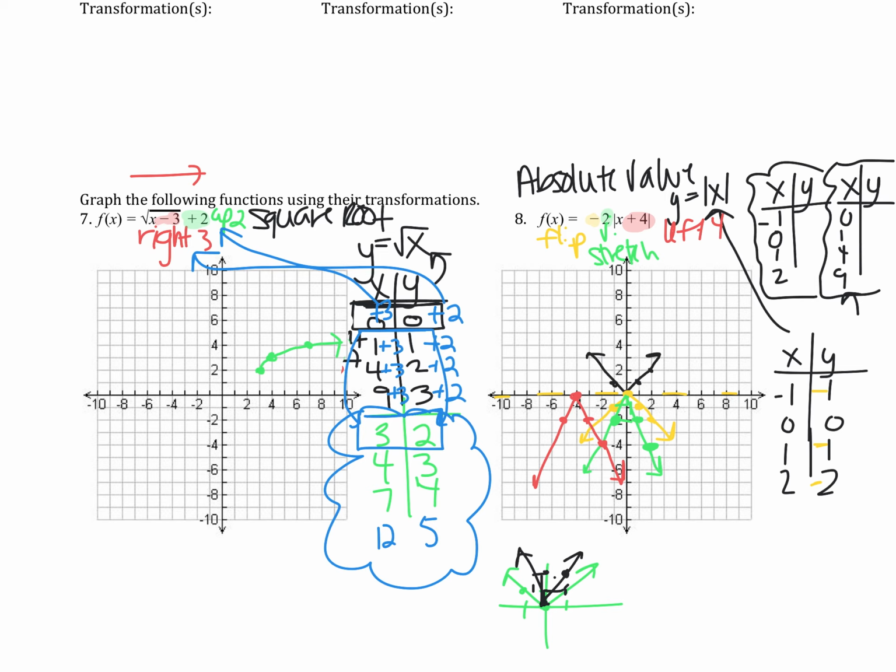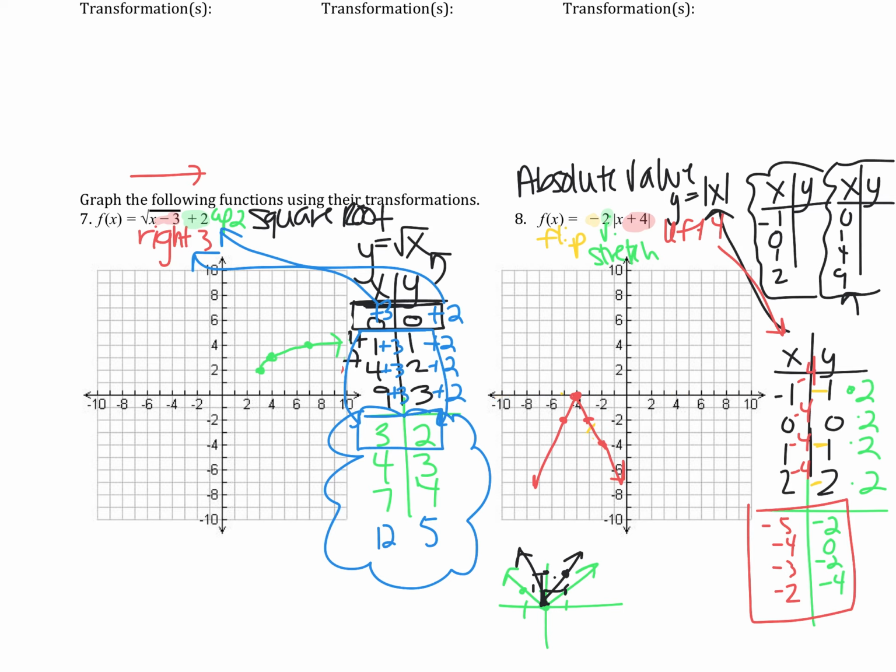Then to stretch it, we needed to multiply the y values by 2. If we do that, we would get -2, 0, -2, -4. Lastly, moving left 4, that affects the x values. So if I go left, I would need to subtract 4, opposite of what you think, to get -5, -4, -3, -2. Here should be our final points. There is the final graph that we should have. It's flipped over, it's stretched by 2, and moved left 4.